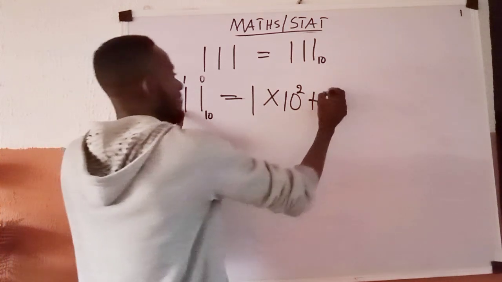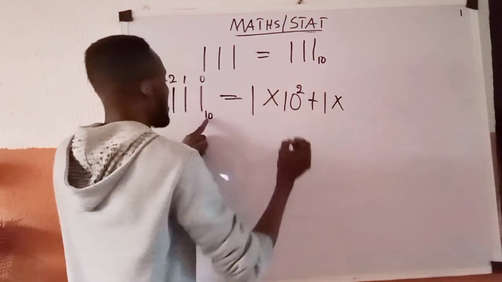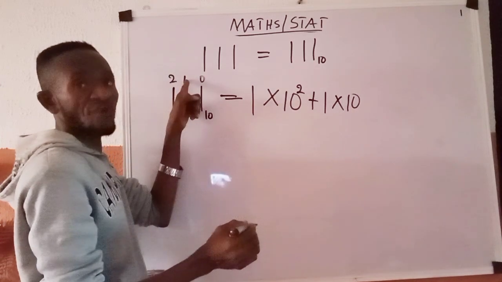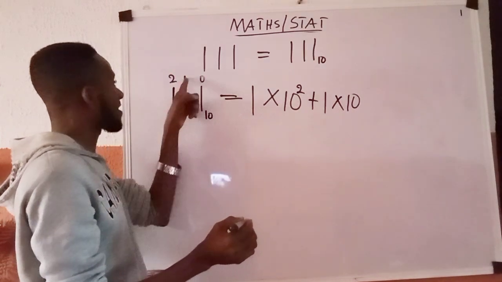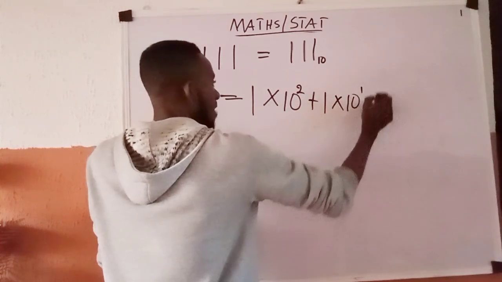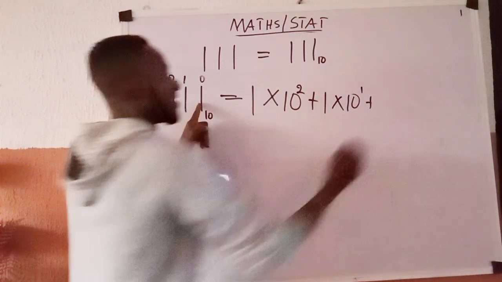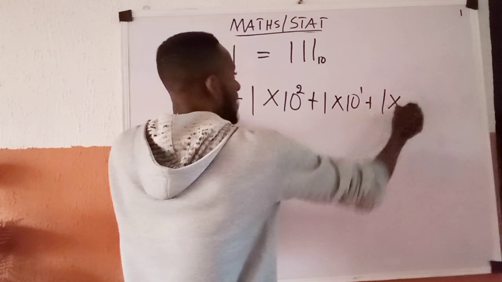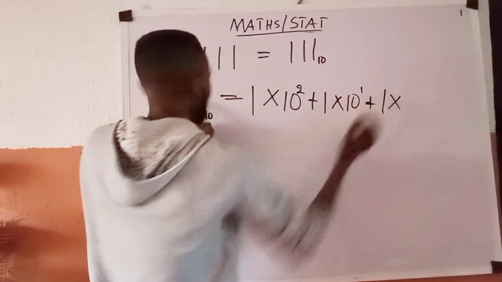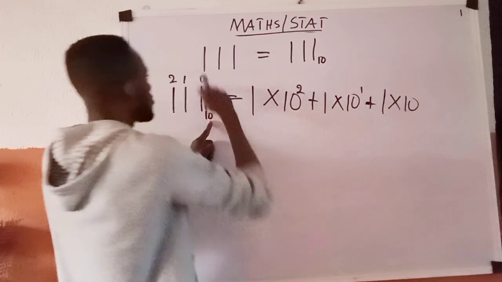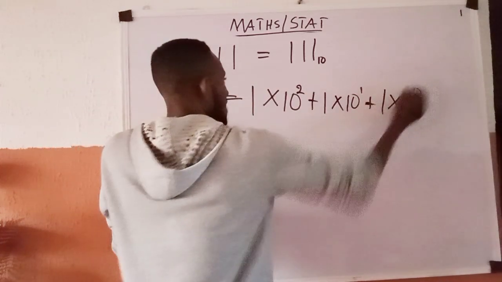Then you have 1 multiplied by the base 10, raised to the power of the position of that digit. The position of this digit is 1, so raised to power 1, plus. You are at the last digit, which is equally 1. Then you have 1 multiplied by the base, which still remains 10. What is the position of this 1 in the number? It is 0, so it is raised to power 0.